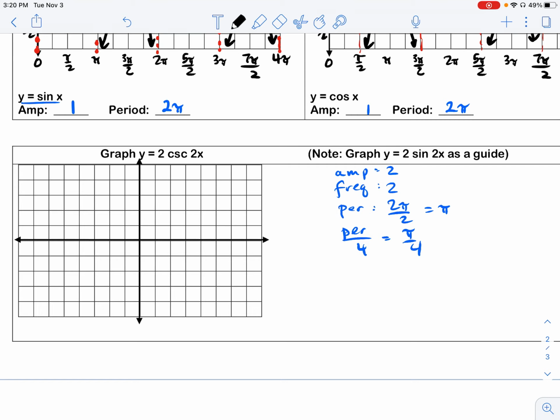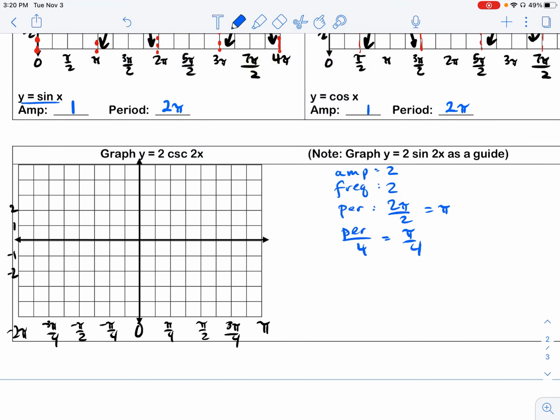I want to make sure that my y-axis has enough space to graph up to 2. So I'll go 1, 2 here, -1, -2. On my x-axis, I don't have any horizontal shifts I have to worry about. So let's just graph enough to make sure that we have a period of pi. So let's go from 0, make this pi, which means this is pi over 2, pi over 4, 3 pi over 4. Okay, so we got our axis labeled.